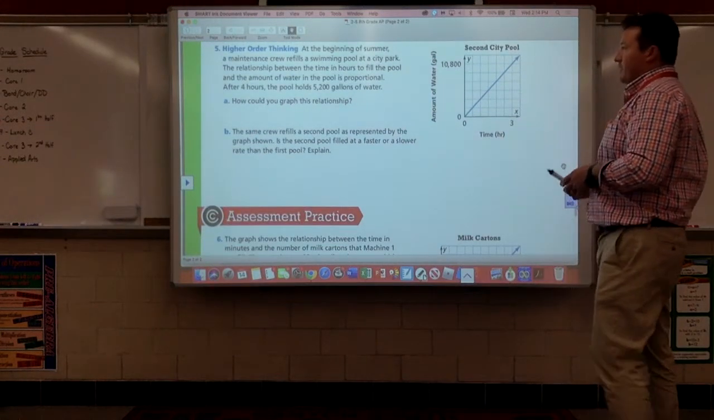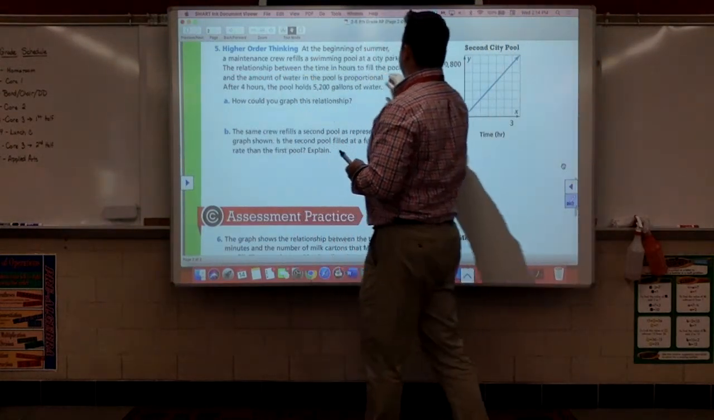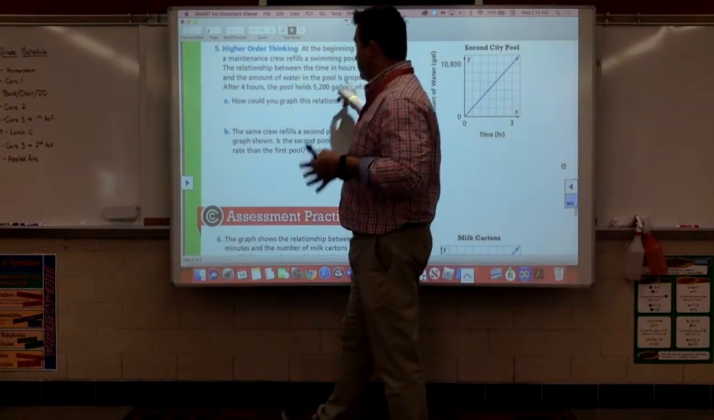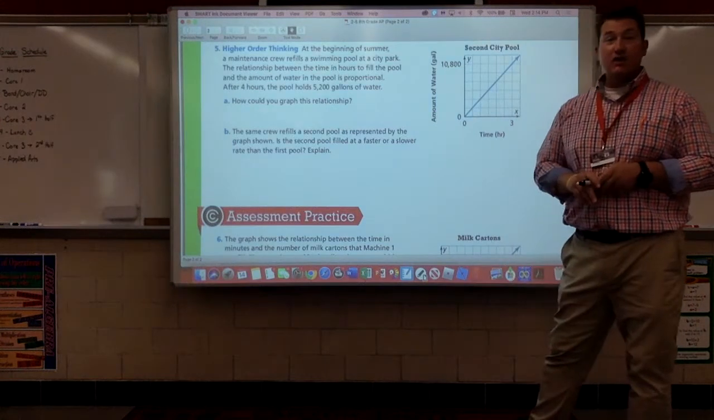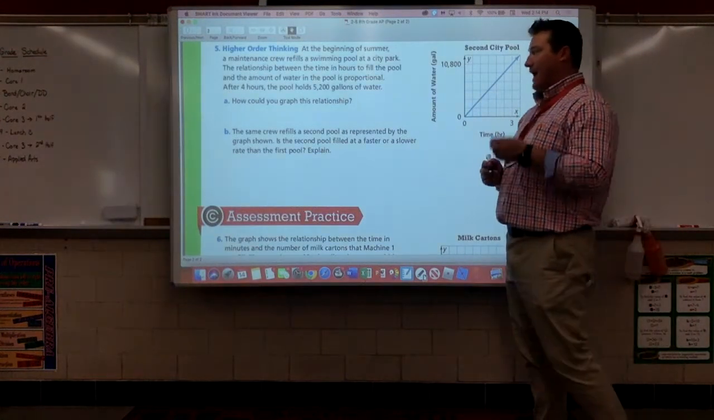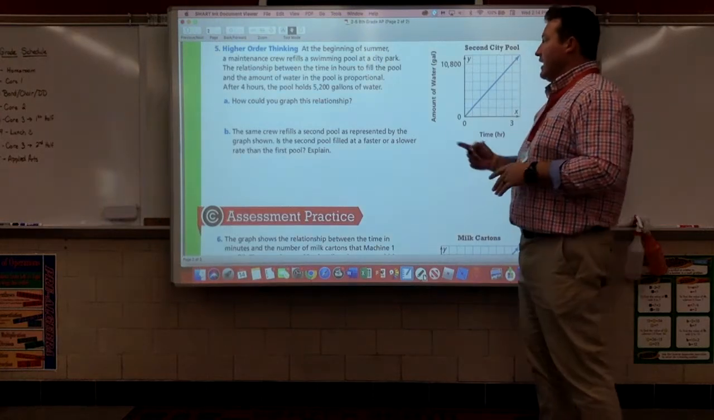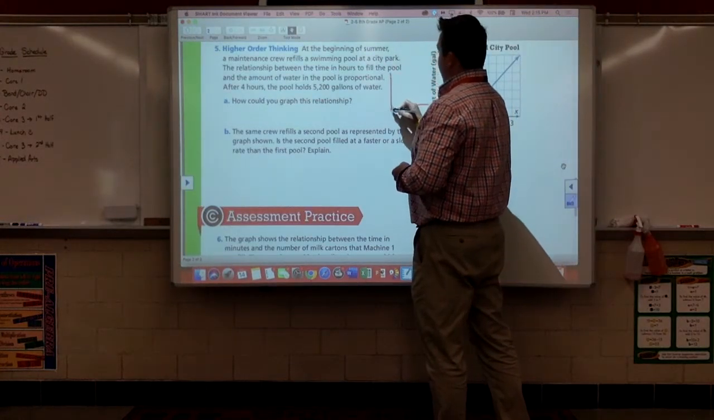Alright, we're filling up a pool here. It says the relationship between the time in hours to fill a pool is proportional. After 4 hours, the pool holds 5,200 gallons of water. After 4 hours. Not after 1 hour, but after 4. How could you graph it? Well, guys, we would literally say it's proportional.